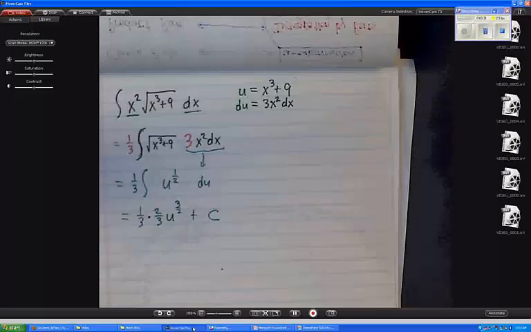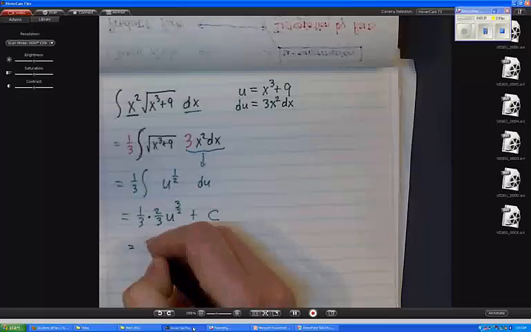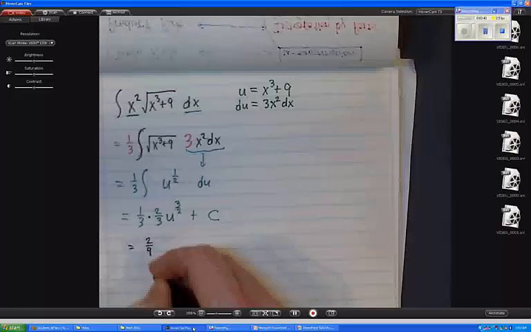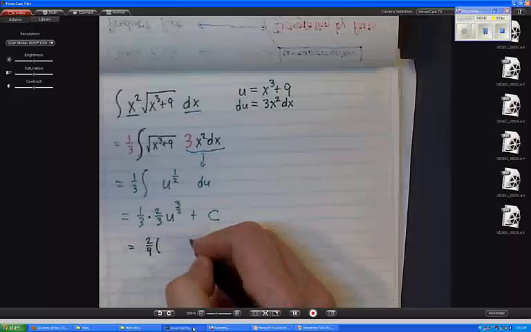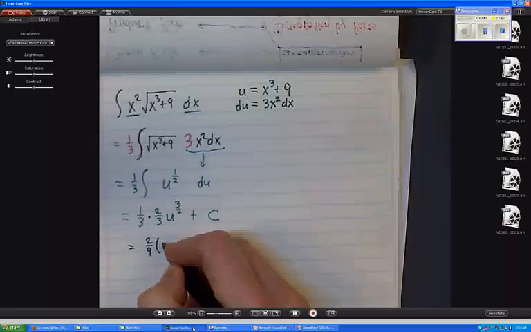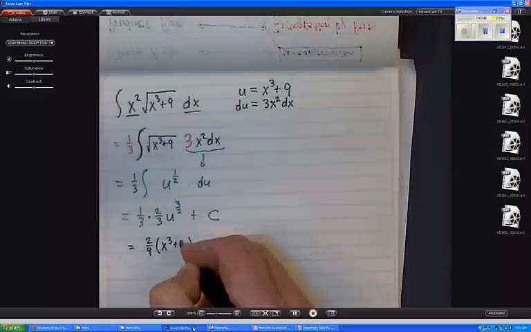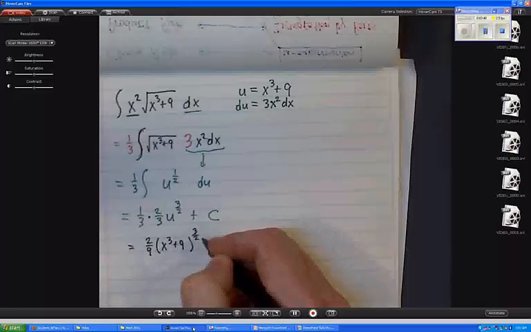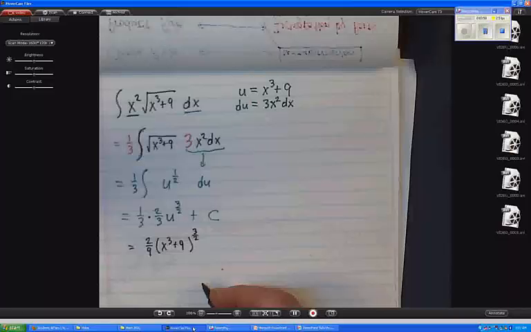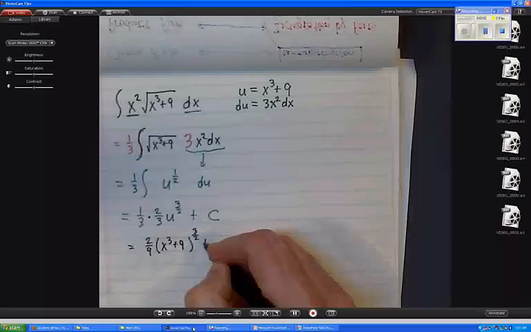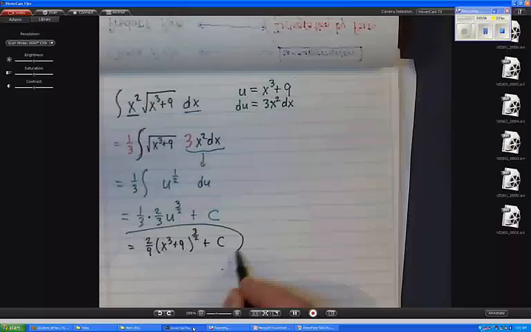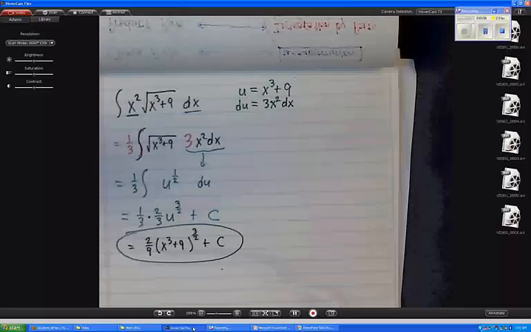Don't forget that. So my final answer to this one would be 2/9, and then I guess I would probably write x cubed plus 9 to the 3/2 power. That's what u was. Plus c. Good problem.